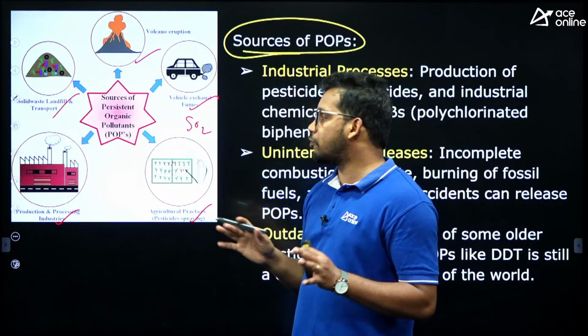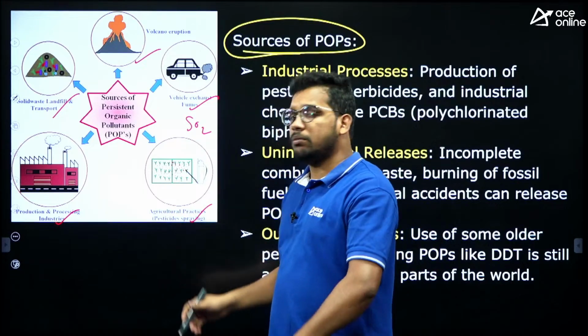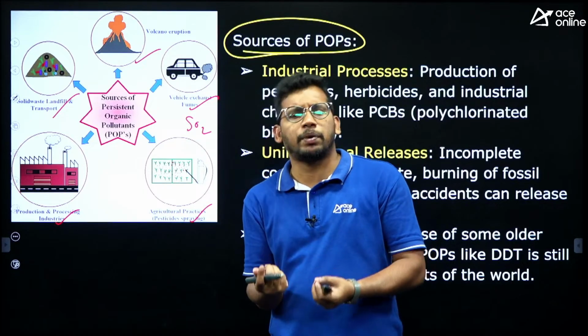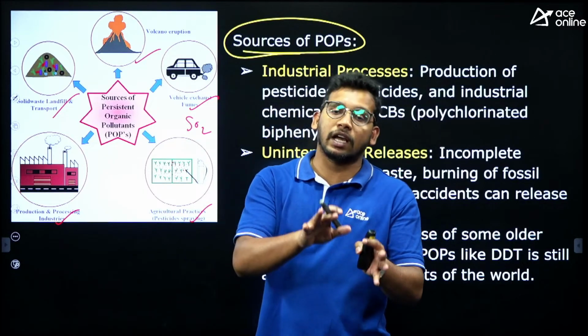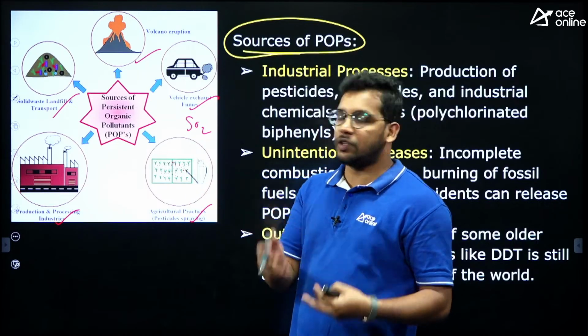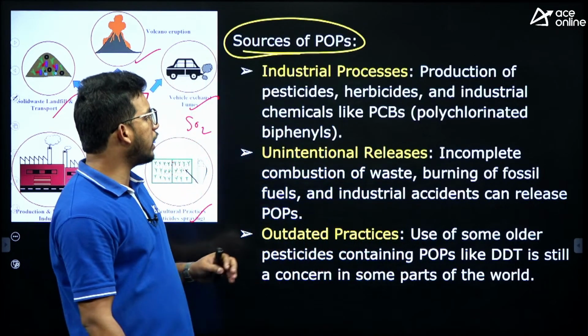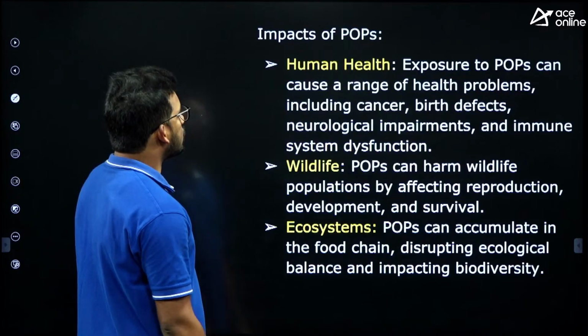Whenever such types of questions are there, asking what the sources are, you can choose all of the above, because even if there is maybe a 0.1% possibility, that can be taken as correct. They cannot give a wrong option, as that will be disputed. So mostly all of the above will be the answer if they ask such questions. So these are the sources of POPs.